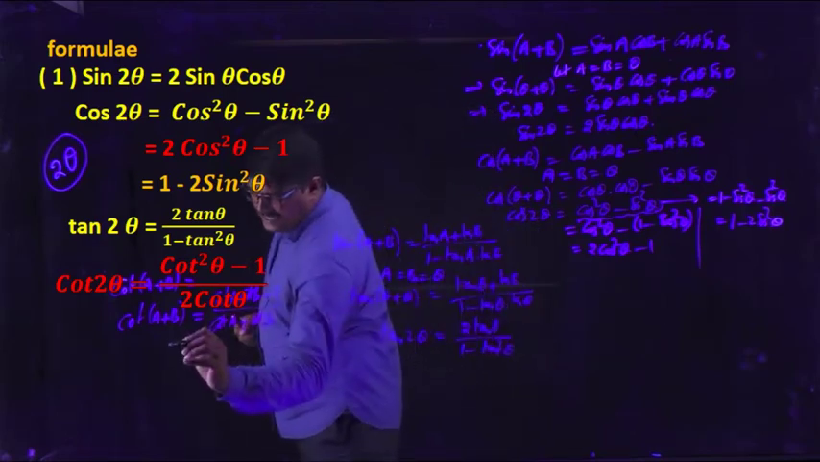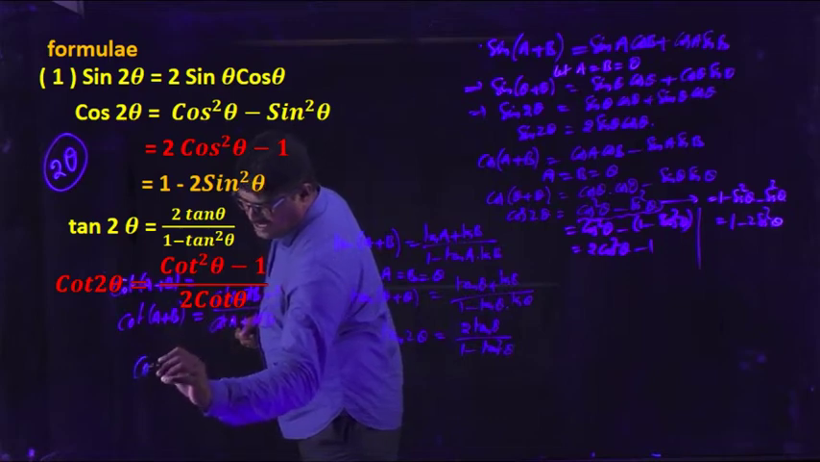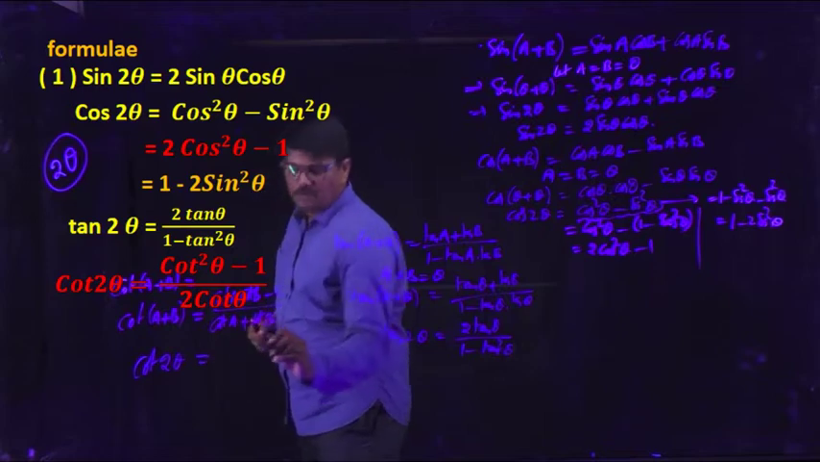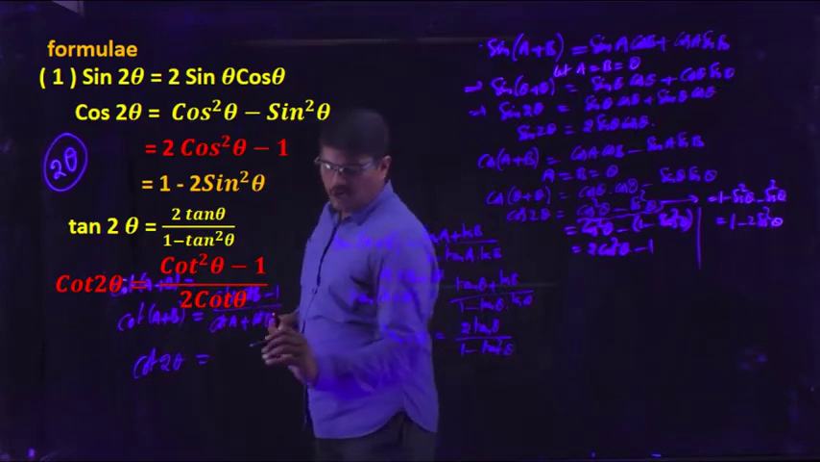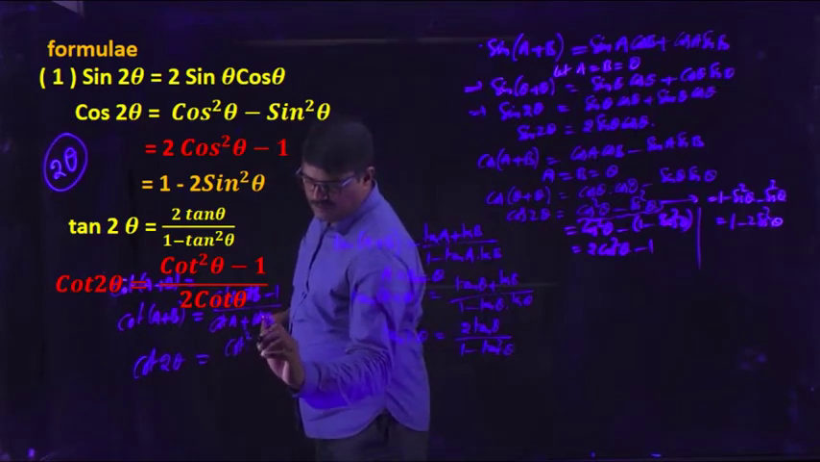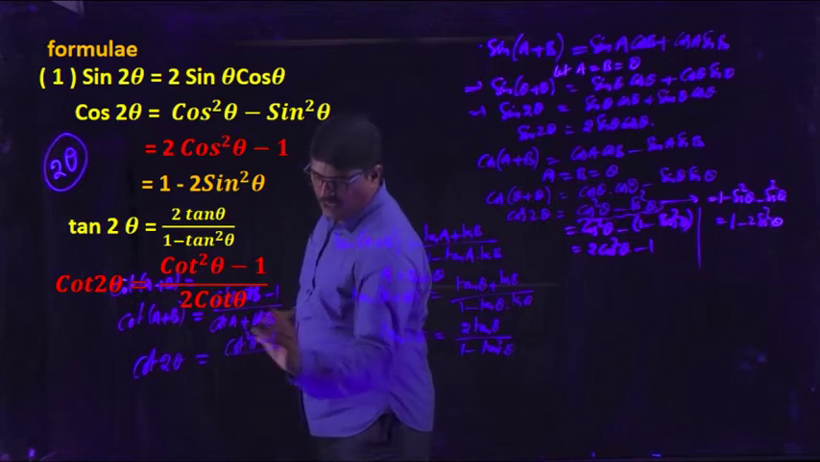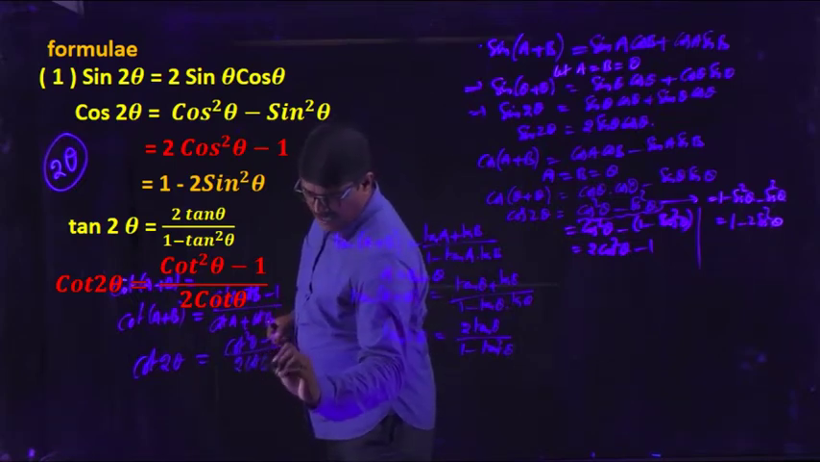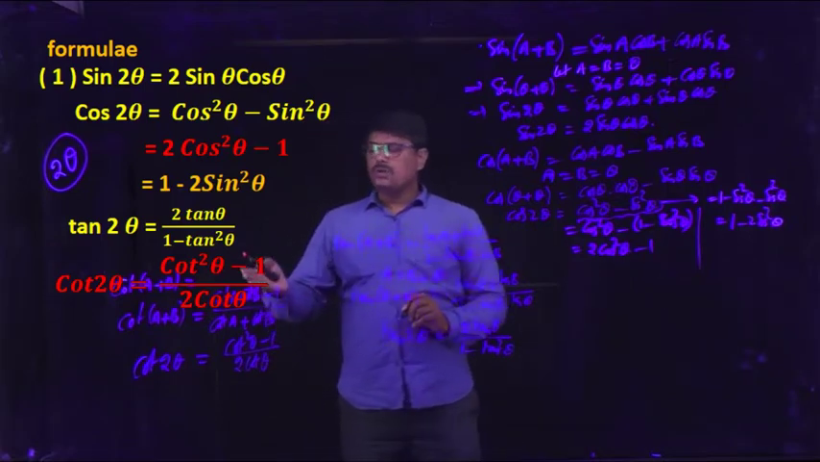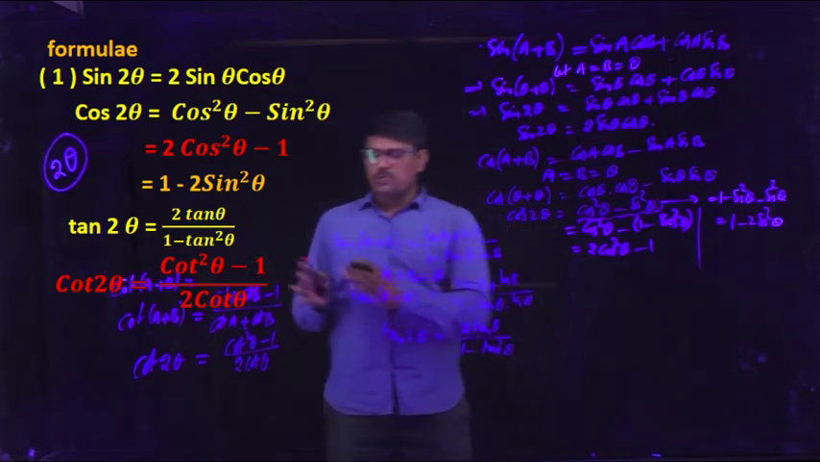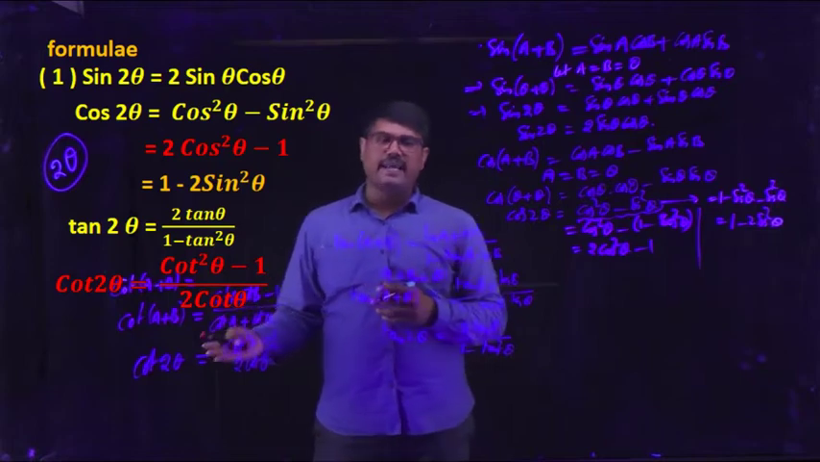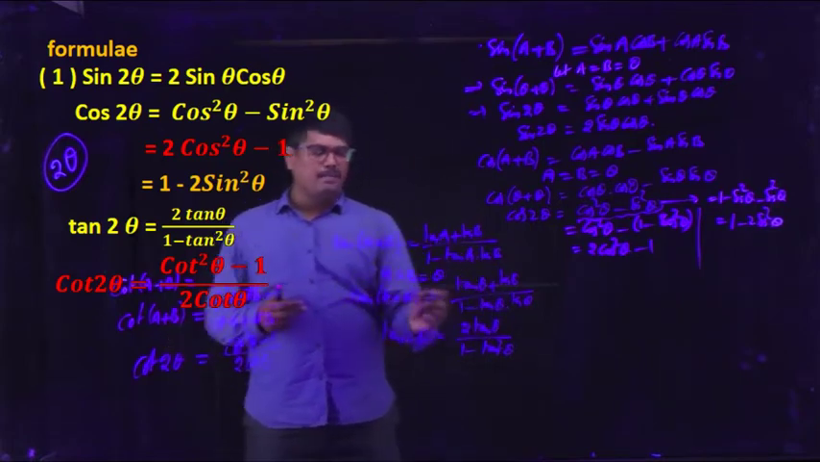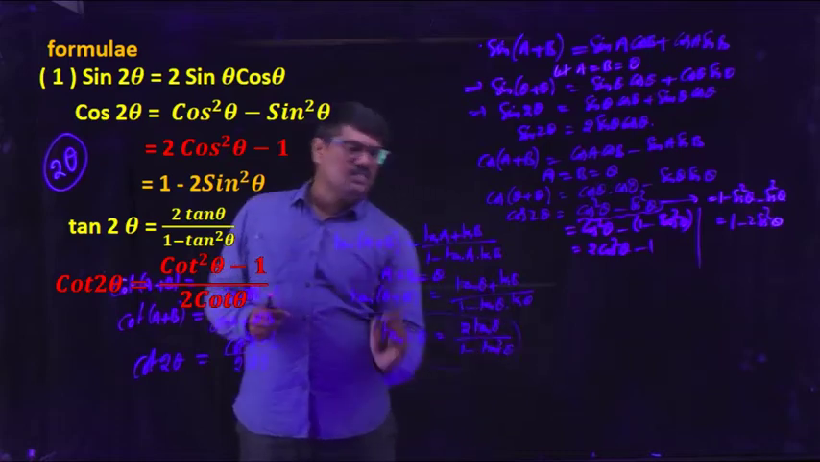So replacing A and B with theta, you will get this one. Cot(theta plus theta), which is 2 theta, is equal to cot theta into cot theta, that is cot square theta minus 1, by cot theta plus cot theta, which is 2 cot theta. In the same manner, you can do cot 2 theta also. So we never use cot 2 theta like that.